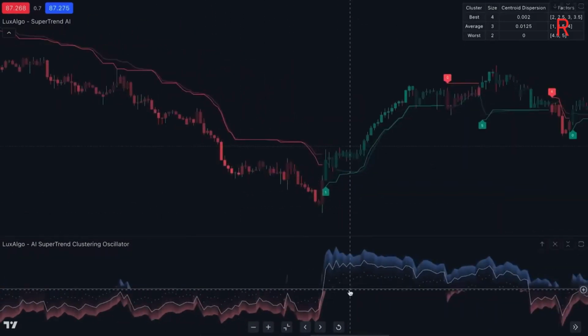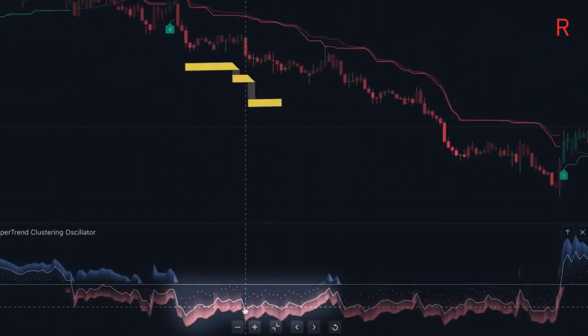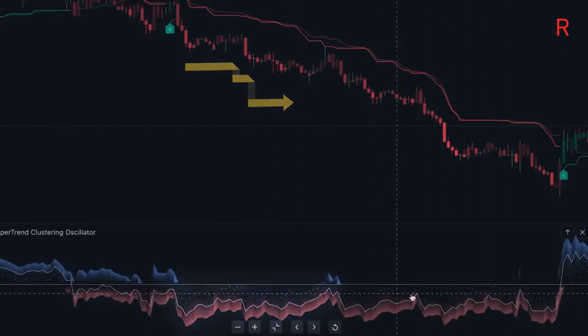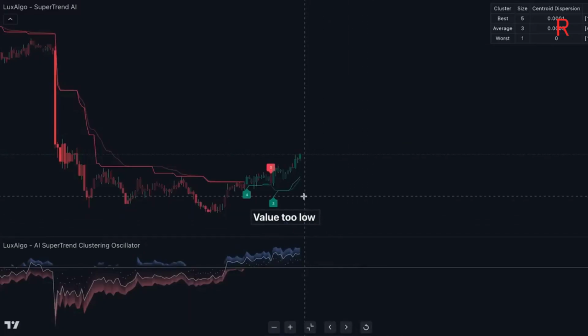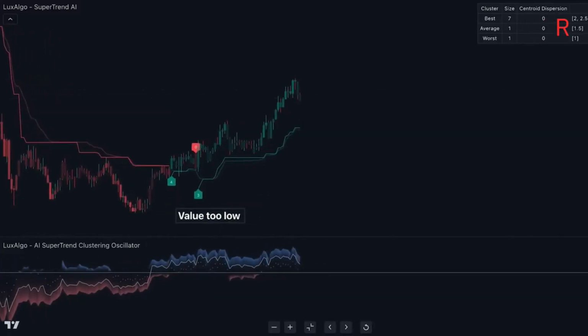An easy way to understand the oscillator is that if there are no bands below the zero line, the trend is very bullish, and when there are no bands above the zero line, the trend is very bearish. Taking trades when these conditions are met can provide you with a higher chance of getting a profitable trade.